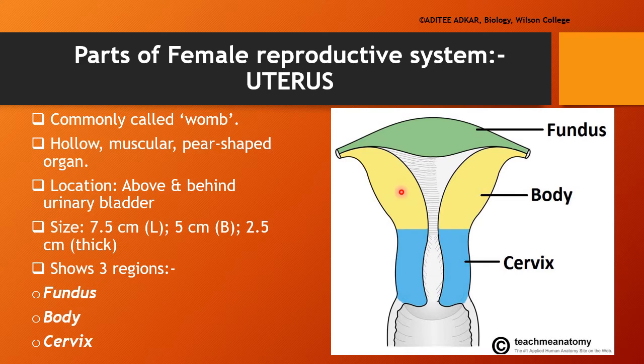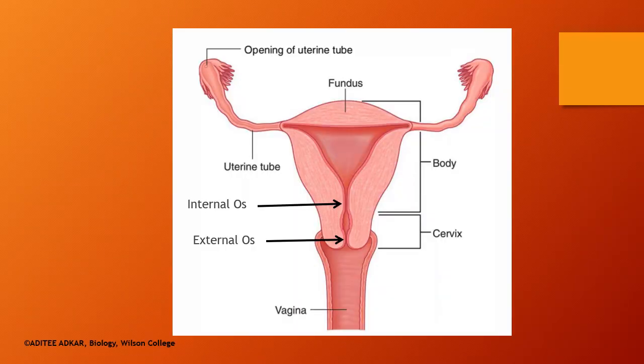The middle broad part of the uterus is known as the body of the uterus. And the third lowermost part is a narrow region which is known as the cervix. The cervix shows two openings, the internal os and the external os. The internal os is the opening between the body of the uterus and the cervix, whereas the external os opens the cervix into the vagina.